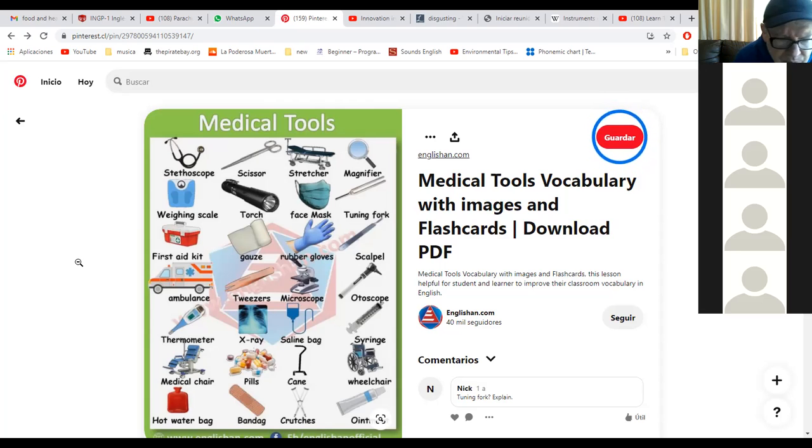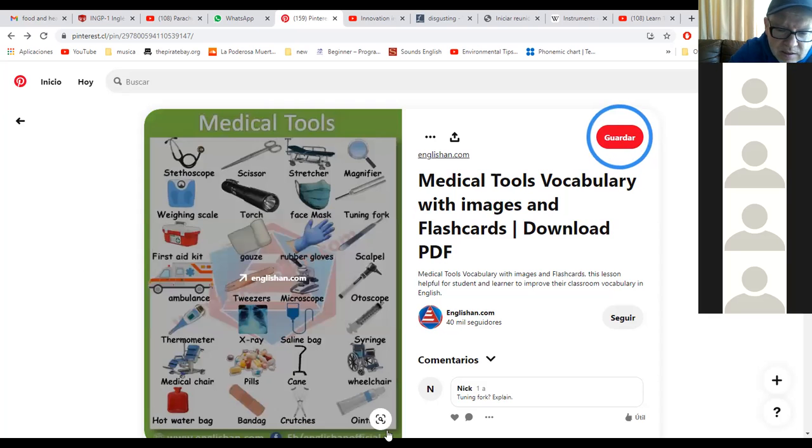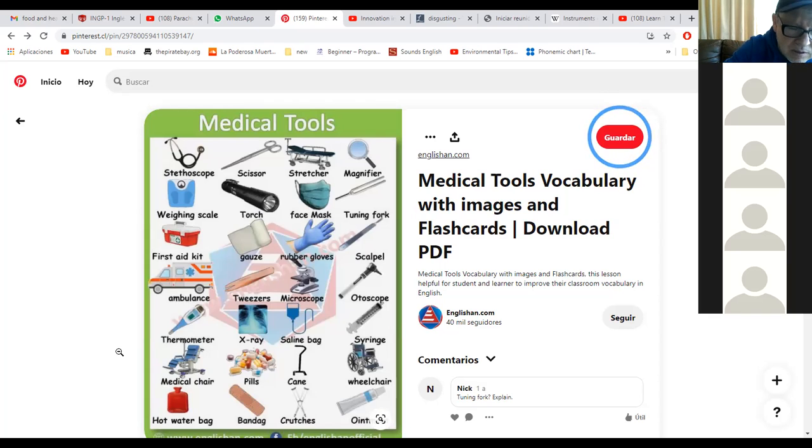Pills. Cane. Wheelchair. Hot water bag. Bandage. Bandage, it's missing an E. Curita. Bandage. Crutches. Crutches and, you can't see it entirely here, ointment. Ungüento, pomada. Ointment.